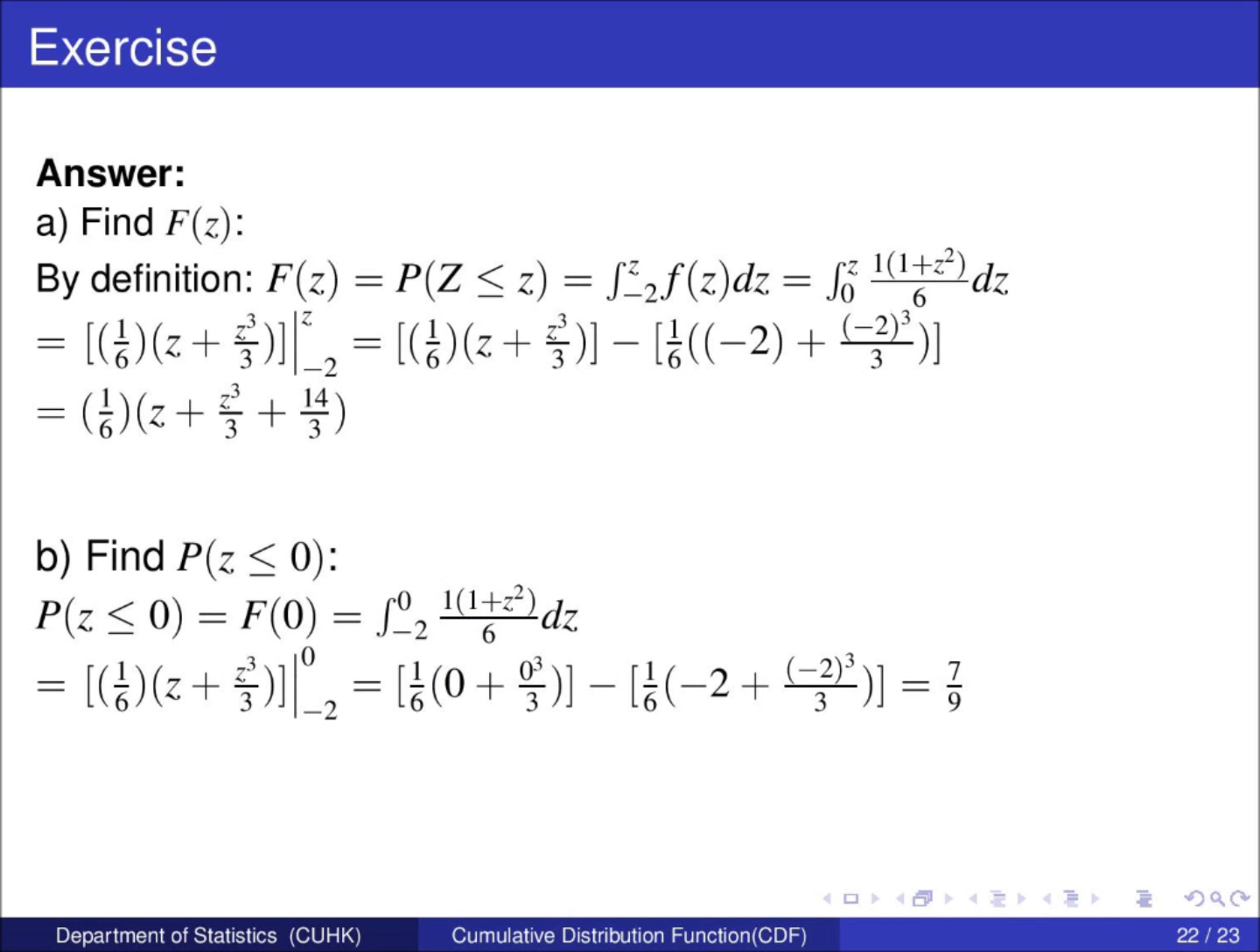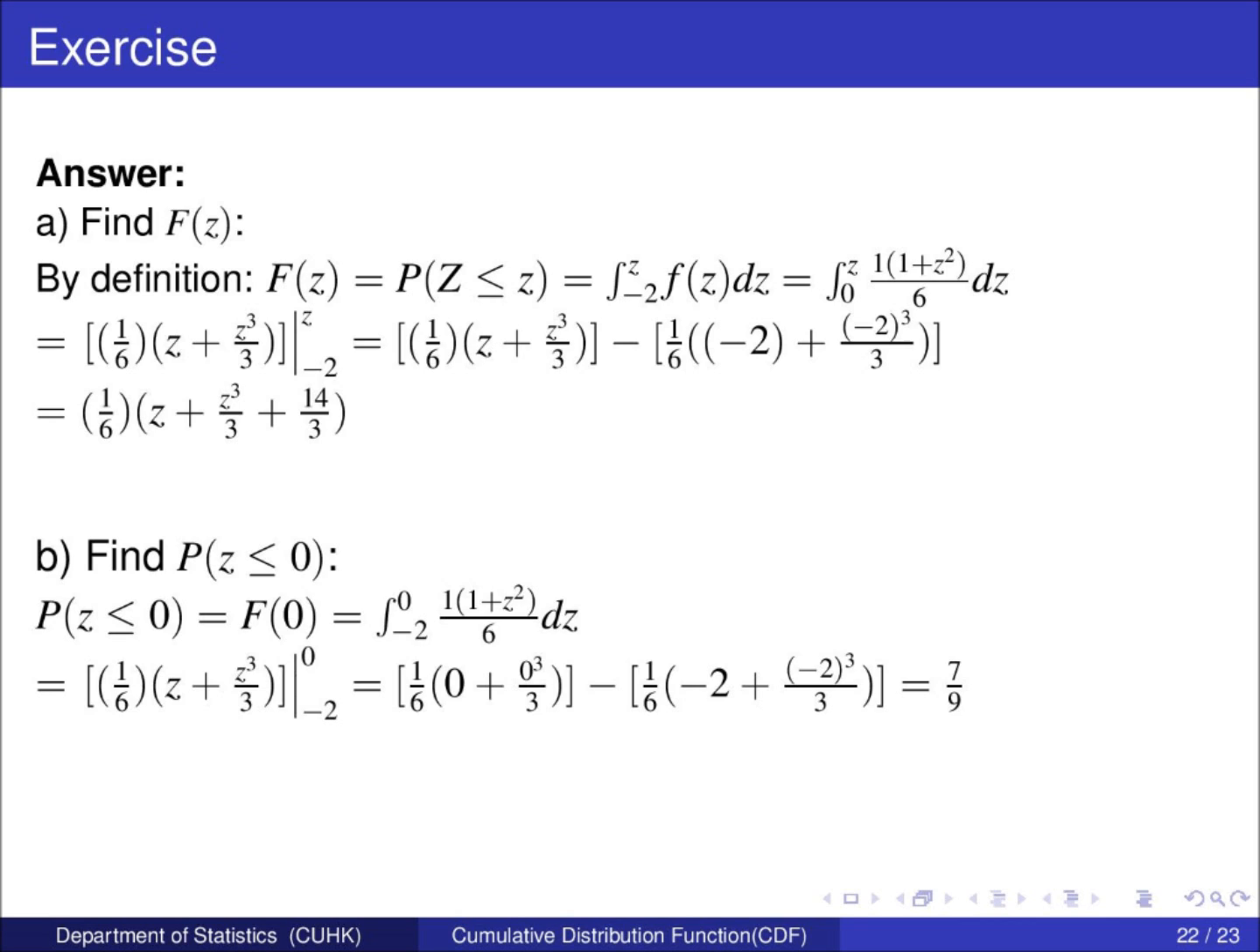So here's the answer. For part A, we are going to find the CDF. So F(z), the capital F(z), the CDF, will be equal to the integral of 1 times 1 plus z squared over 6 from -2 to z dz. By simple integration, we get the CDF equal to 1 over 6 times z plus z cubed over 3 plus 14 over 3.